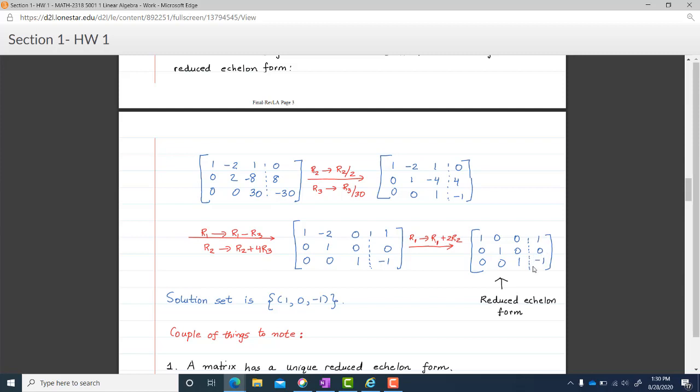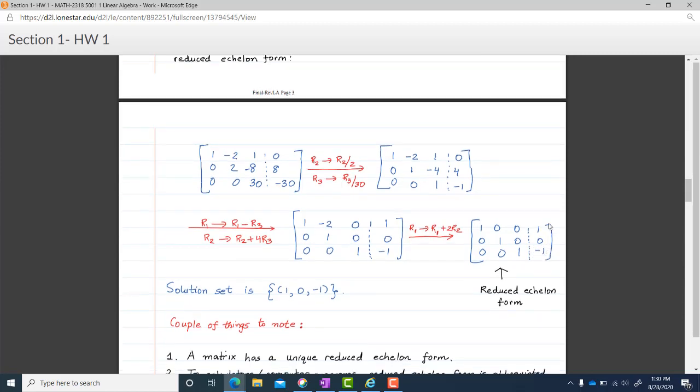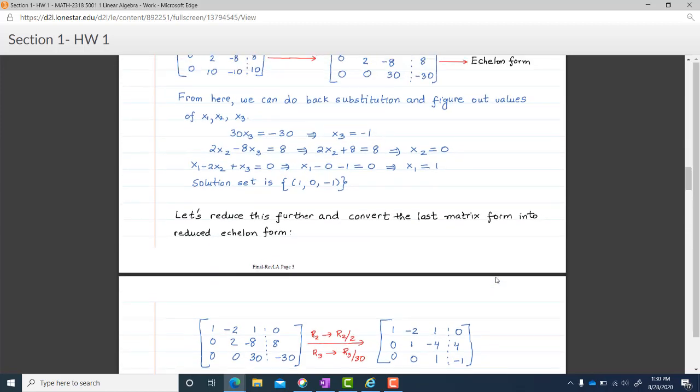Now in this case, the interesting thing is you don't have to do any backward substitution. The last column is actually your solution: 1, 0, negative 1 is your solution. And that's the benefit of your reduced echelon form as compared to your echelon form.